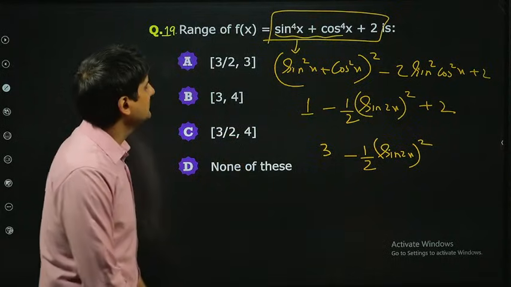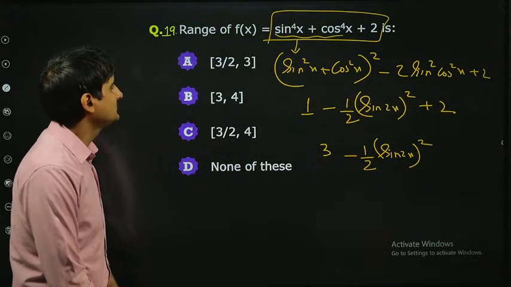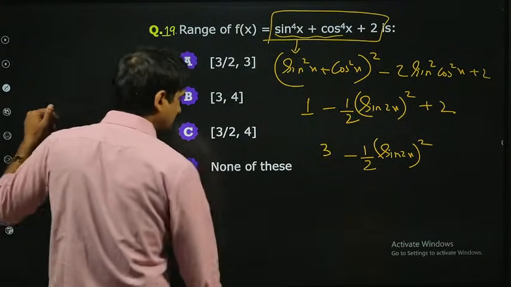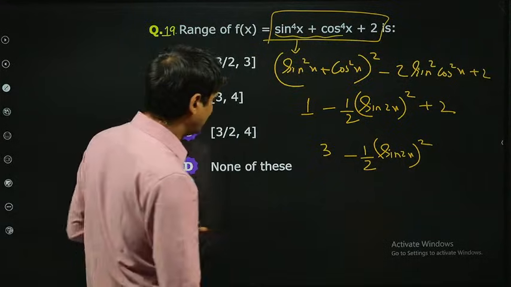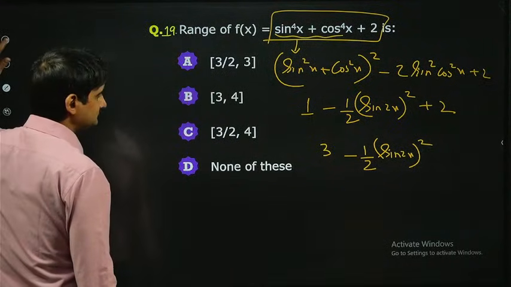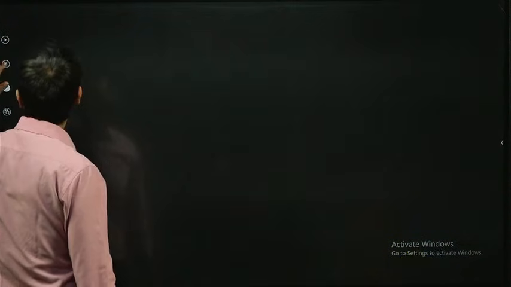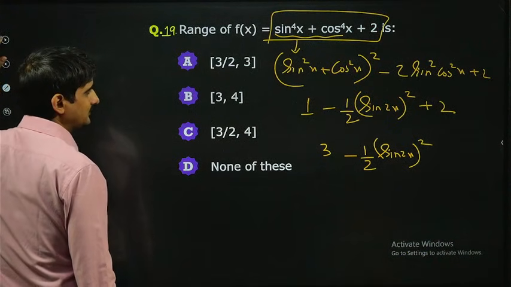So is there any mistake here? I don't think so. Just a minute, bachcho. Yeah, none of these should be the answer, isn't that? 3 minus half is 5 by 2. 5 by 2 to 3. Yeah, there is a mistake here. It's not 3 by 2, isn't that?